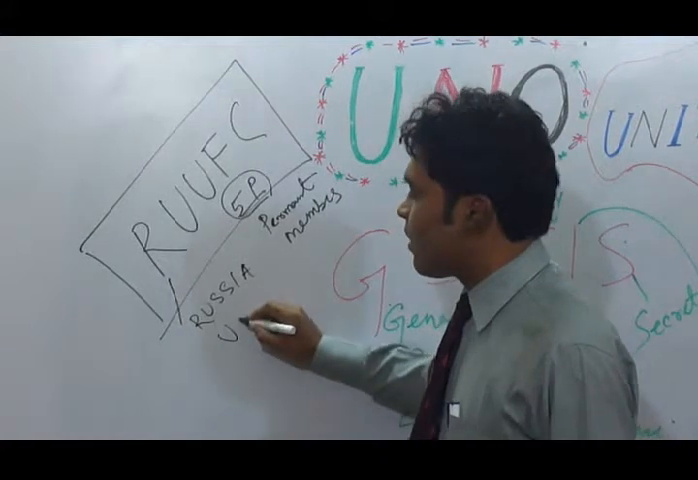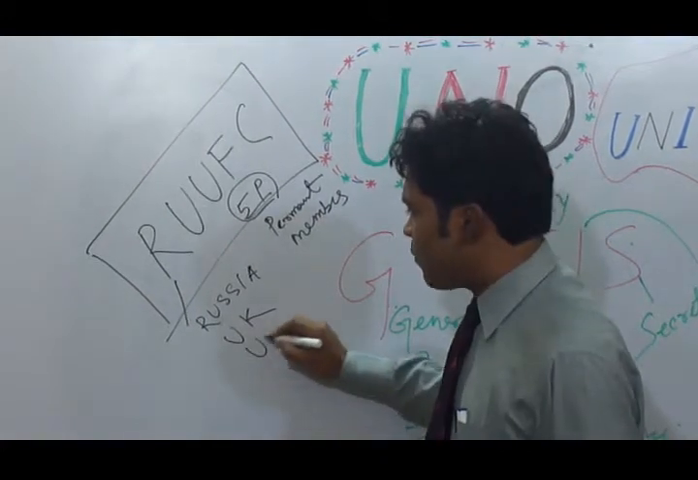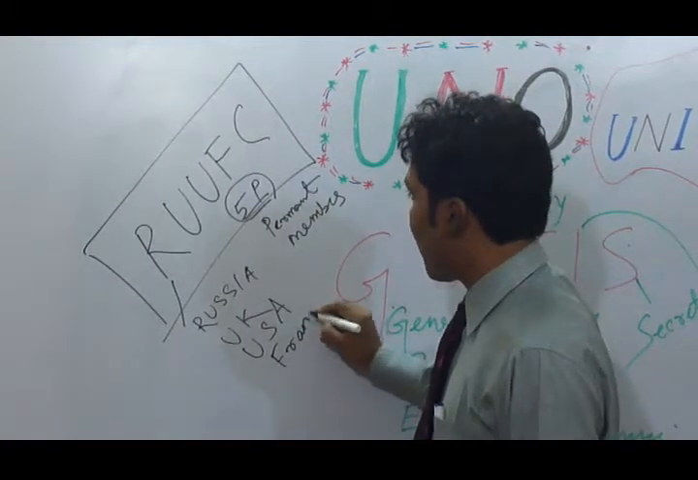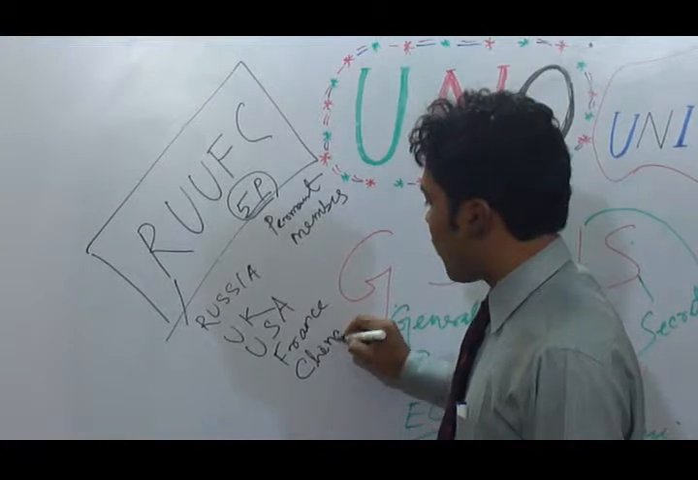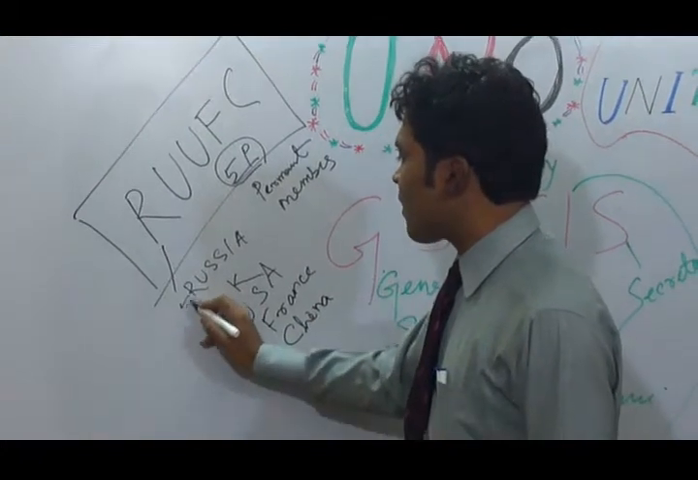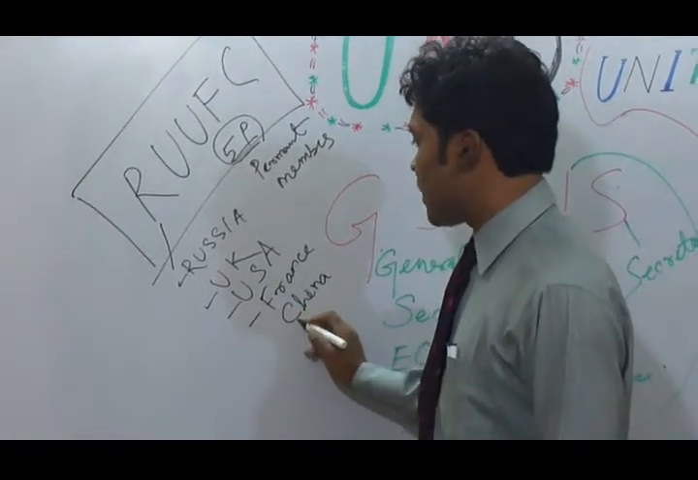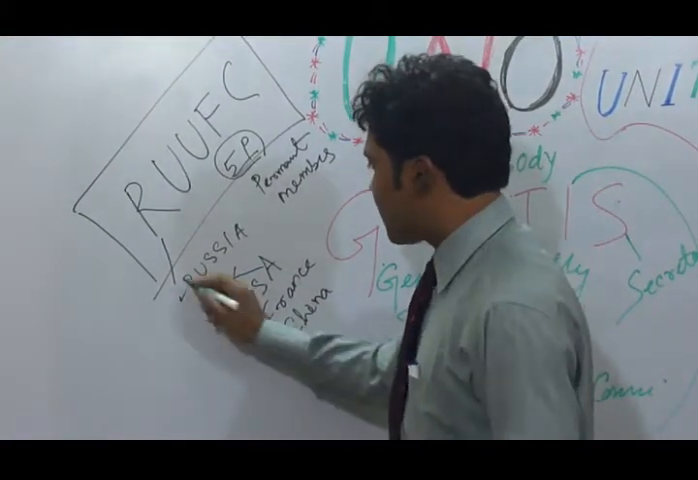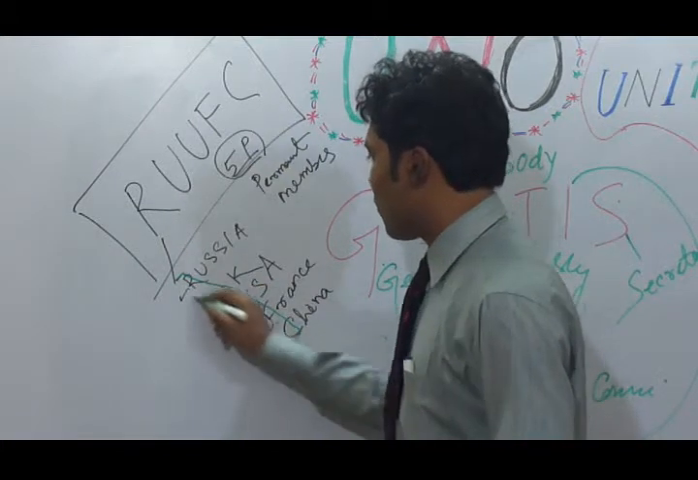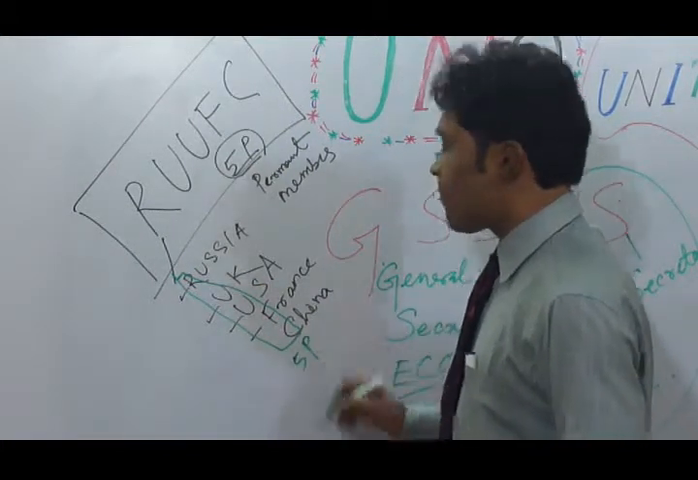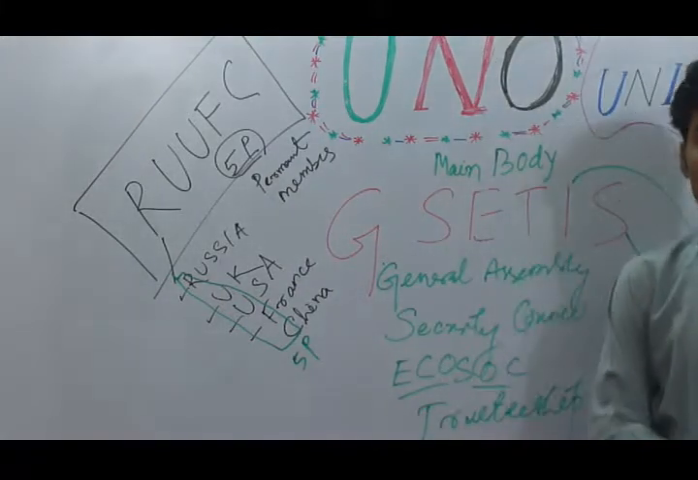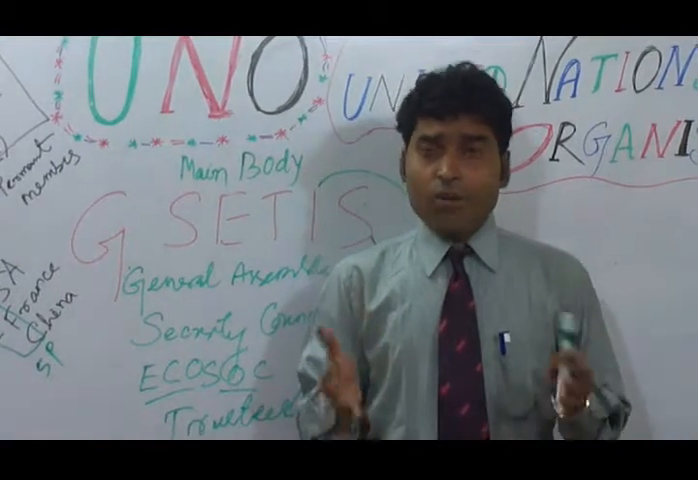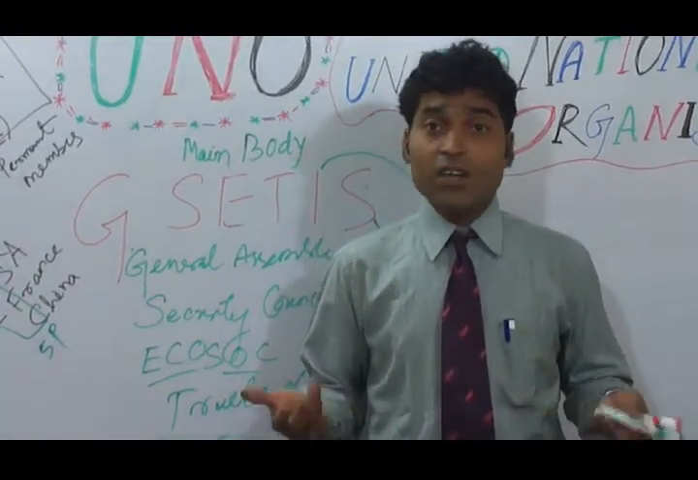U is your, very simple, UK. Another U is United States of America, and F is your France, and C is your China. What I mean to say is RUUF, Group C. If you analyze this, you can memorize better that this is the 5P, that is, 5 permanent members of United Nations Organization. And 10 non-permanent members of United Nations are regularly elected and they retire after certain years.